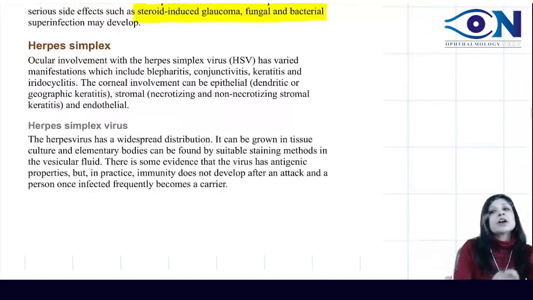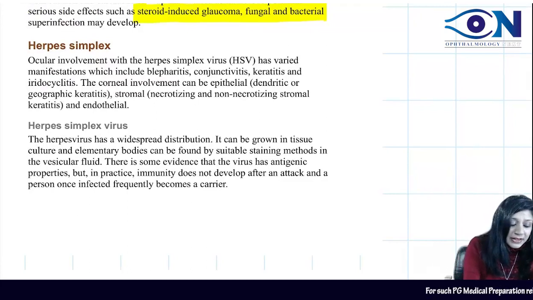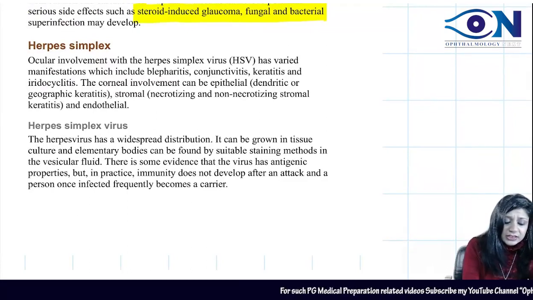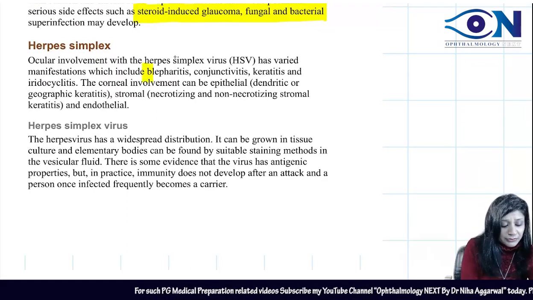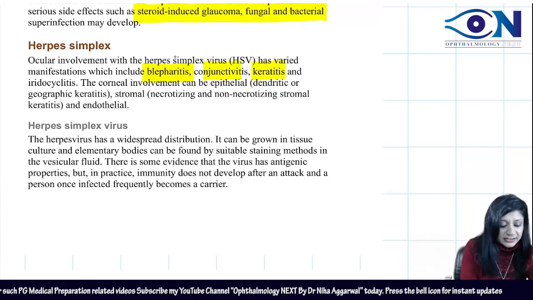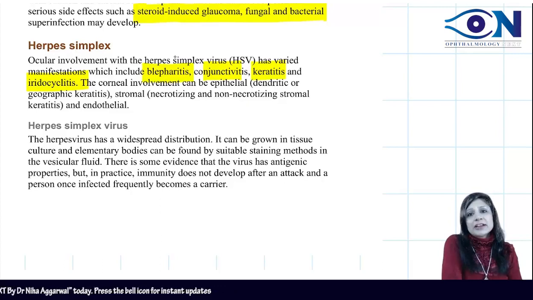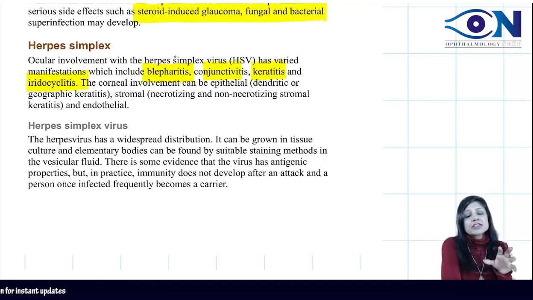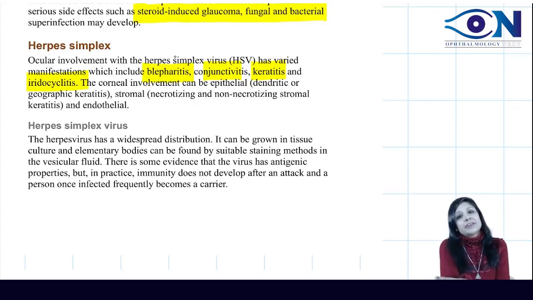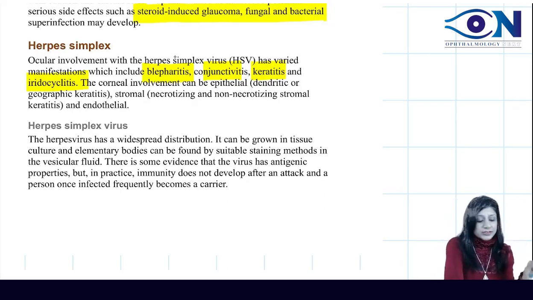If I talk about herpes simplex, ocular involvement has varied. It is taking place in all forms like blepharitis, also conjunctivitis, keratitis, iridocyclitis. So viral infections are widespread in that they are causing involvement of the eyelids, conjunctiva, cornea, as well as the iris and ciliary body. So everywhere they can cause inflammation.